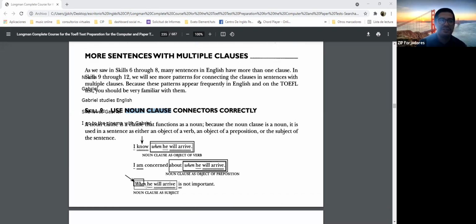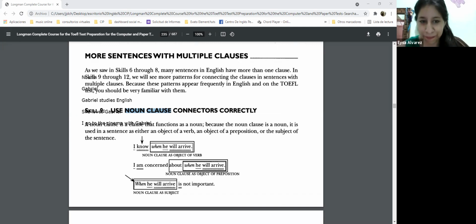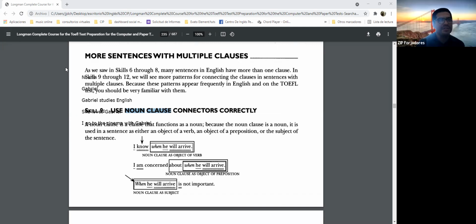From here, when he will arrive, from here to here, is going to be a clause, and it's going to be the subject of the sentence. Okay, it's like Gabriel is not important. You understand it? Okay, good, excellent.